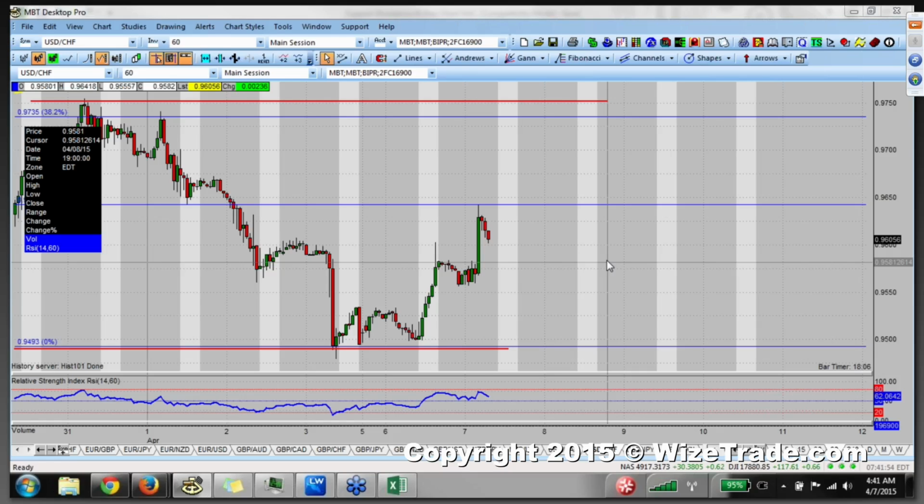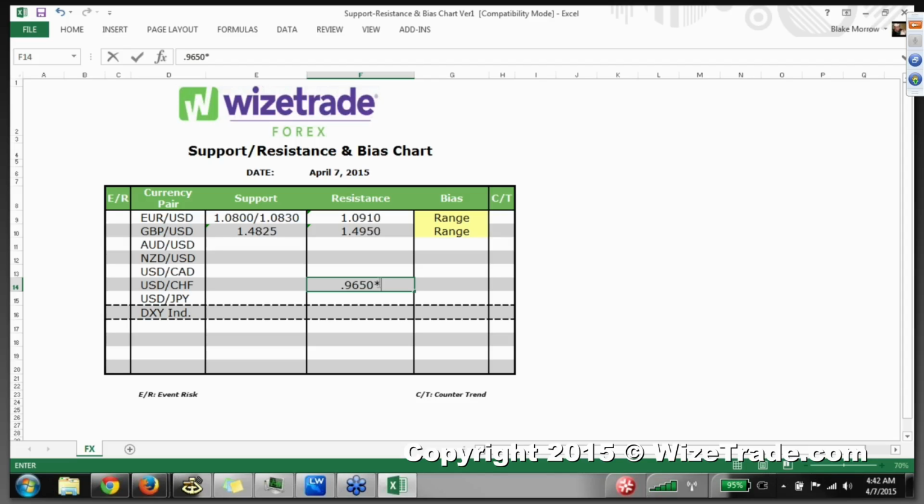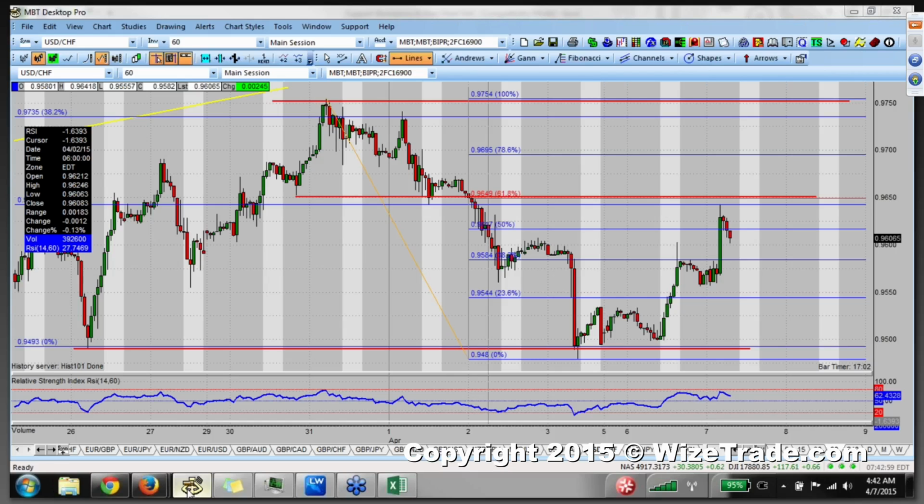Okay, so for today, see that spike there? Right there? Support, resistance, spike high, 618, comes in at 96.50. Seems like pretty solid resistance too at 96.50. Stand by 1 second, guys.